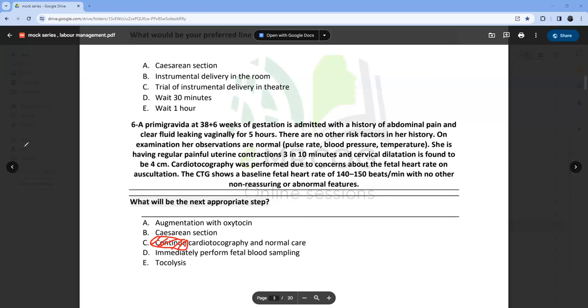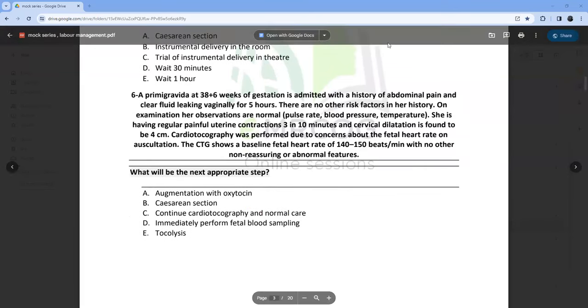So option C will be 100% correct if we discontinue the CTG or continue CTG for 20 minutes only, okay? And then go back to normal care, right? So there is no indication to continue the CTG in this case. She is low risk, right? After you are now reassured by the fetal heart rate, just continue for a time. Make sure that there is still no abnormality appearing in the CTG. You are now reassured, mother reassured, continue normal care.